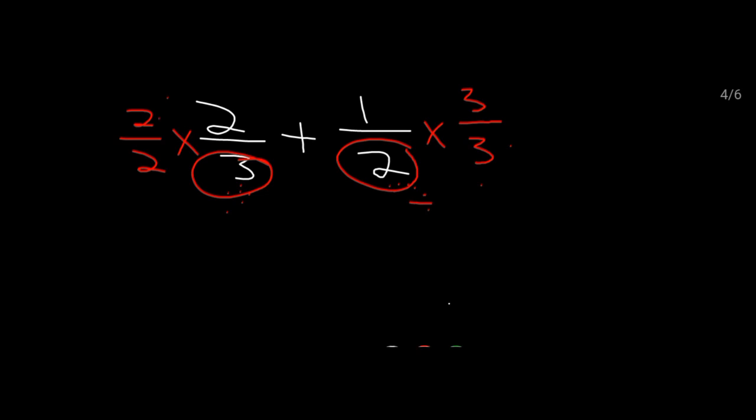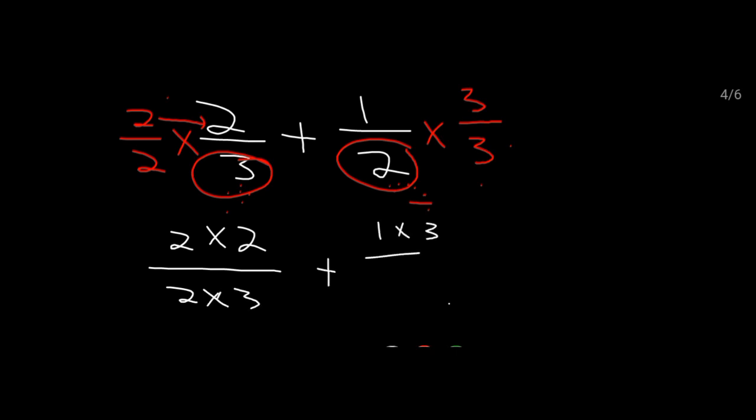Remember, so it will be 2 multiplied by 2 on top, which gives 4. I write it like this: 2 multiplied by 2 over 2 multiplied by 3, then plus 1 multiplied by 3 over 2 multiplied by 3.